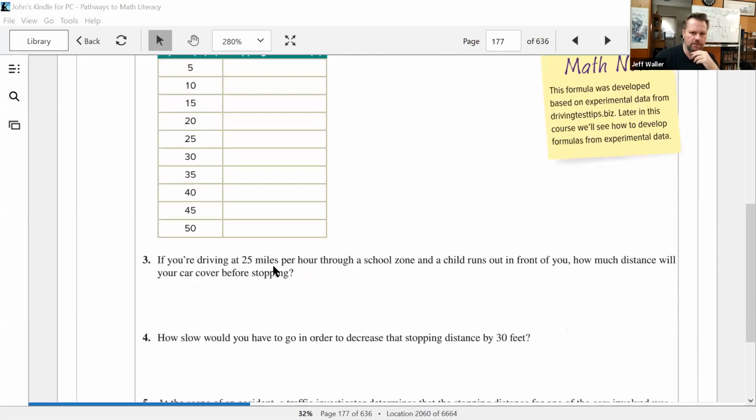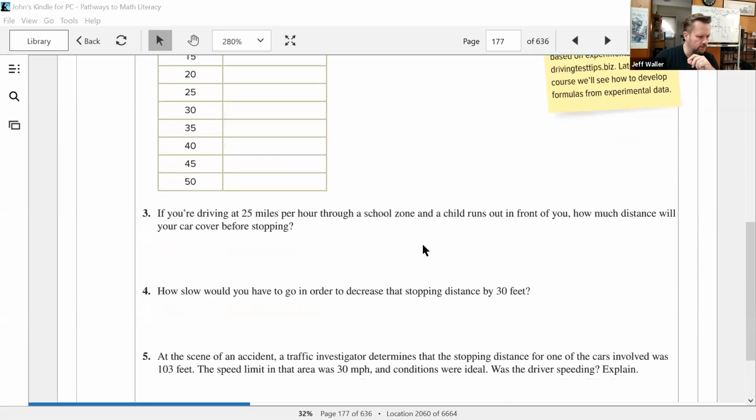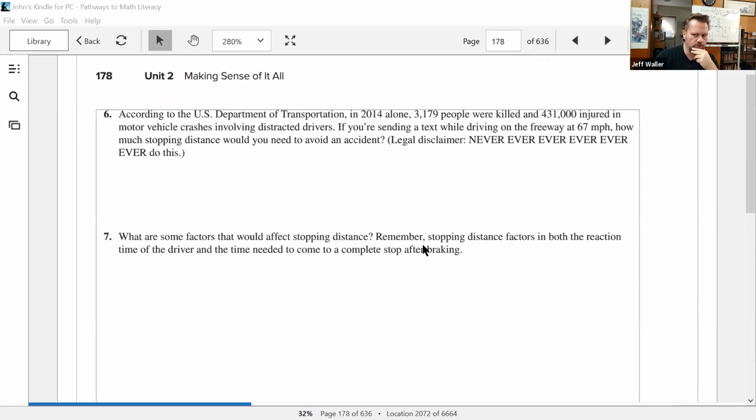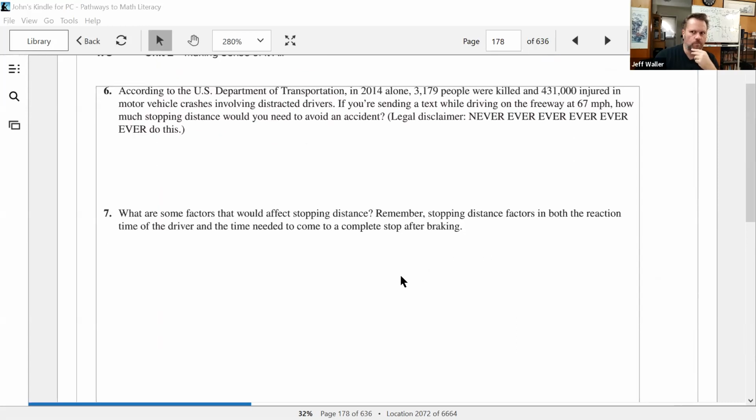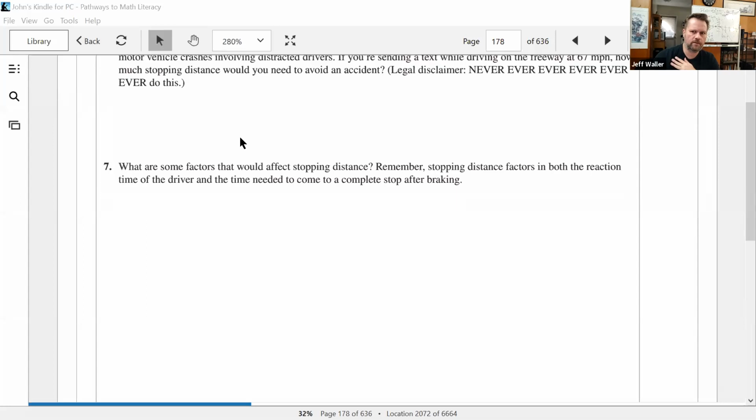And once you get this filled out, you can answer these questions that come right after it. You can just look back at your table to answer these questions. And then these are still related to the previous problem. You're still using the same formula. And then this is just an opinion question. What are some factors that would affect stopping distance?